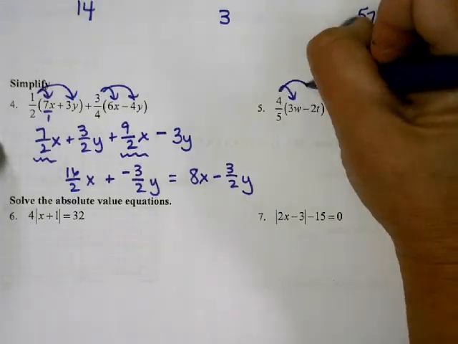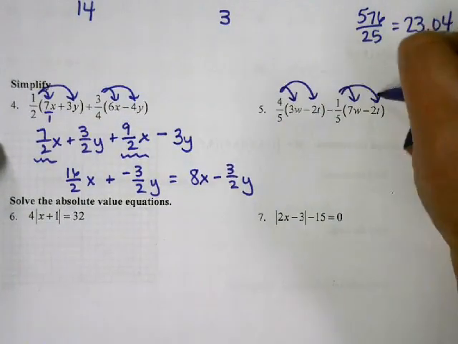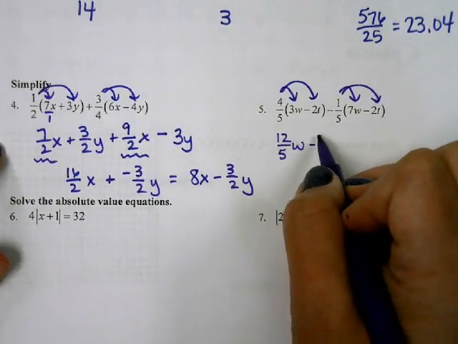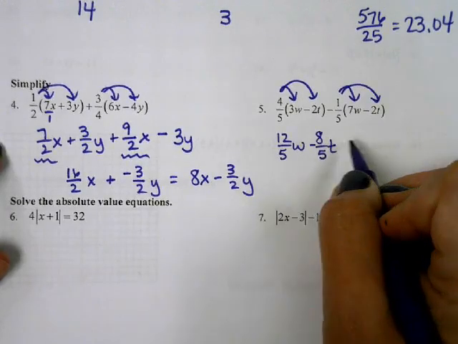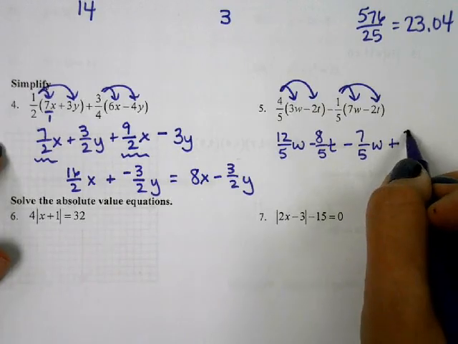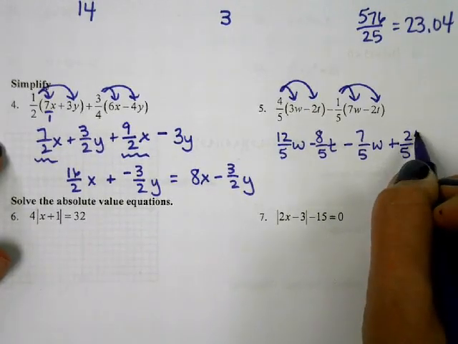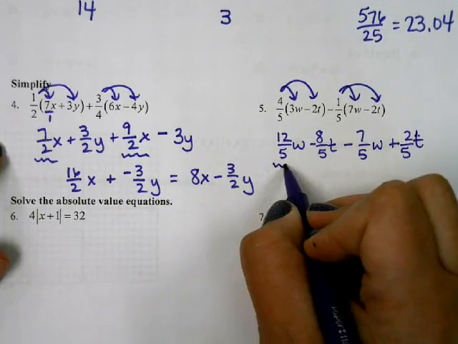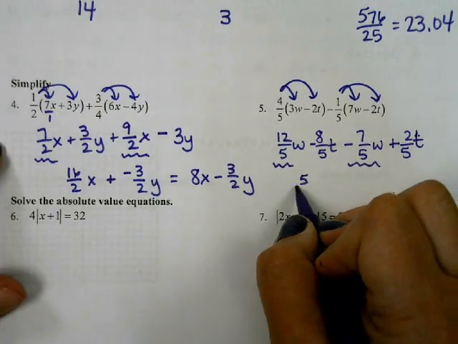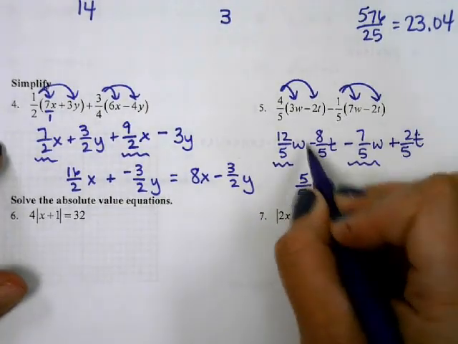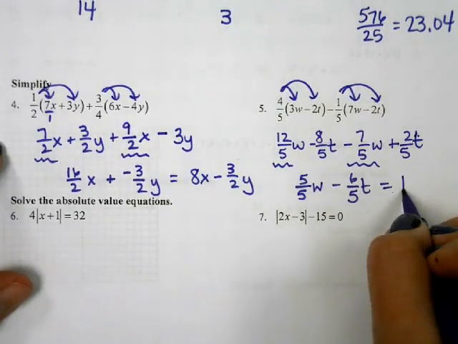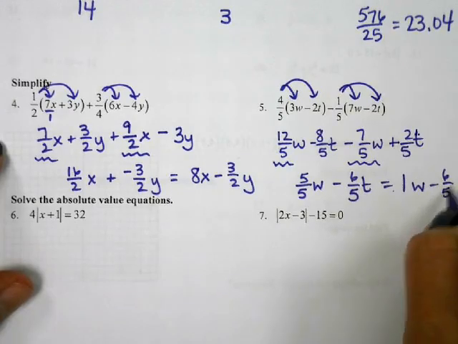Okay, number 5, again, I'm distributing. Be careful because this guy's a negative 1/5. So 12/5 w minus 8/5 t minus 7/5 w plus 2/5 t. Again, combine like terms. 12/5 minus 7/5 is 5/5. Negative 8/5 plus 2/5 gives me a negative 6/5 t. So 1w minus 6/5 t.